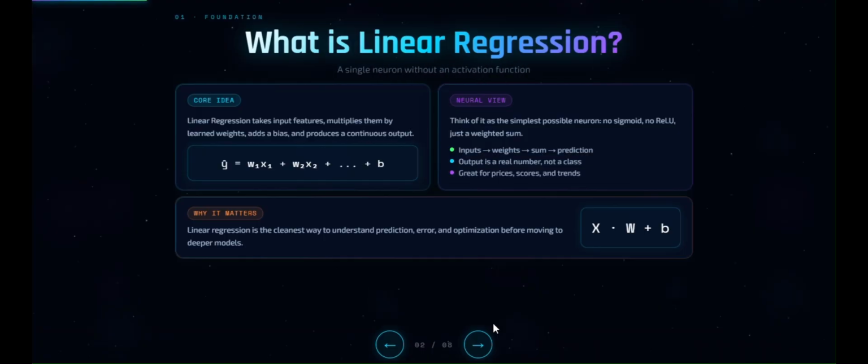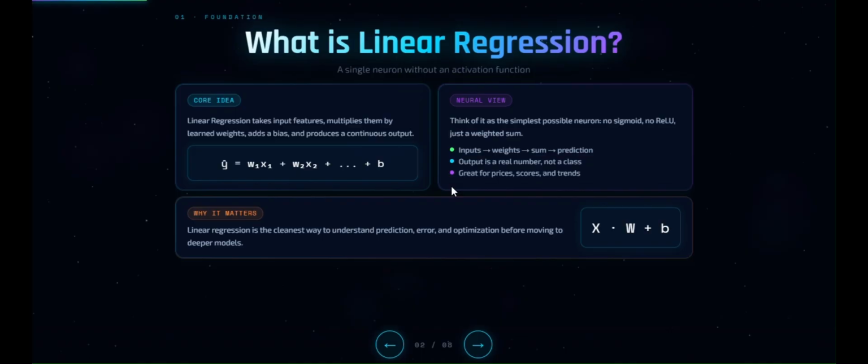Now, what is linear regression? Linear regression is one of the most fundamental algorithms in machine learning. The idea is extremely simple. We take input features, multiply them by learned weights, add a bias term, and produce a continuous output. It looks something like this. You can think of this as the simplest possible neuron. Input goes in, weights scale their importance, everything gets summed together, and the result becomes the prediction.